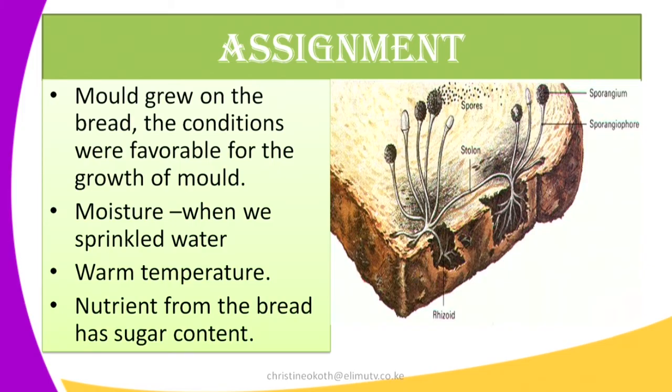So by drawing, I expect something roughly like this. There's a bread there growing, then you have the spores, we have the stolon, you have the sporangium and the sporangiophore. So that is just a rough sketch of what you're supposed to draw after observing the bread and the mold which has grown on top of the bread.